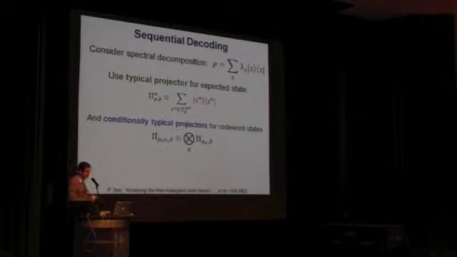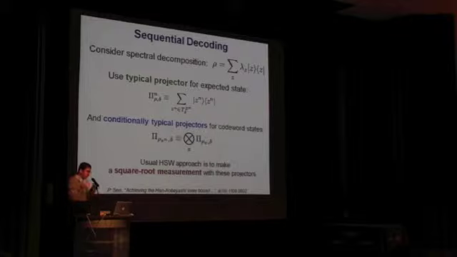Okay, and corresponding to these particular states, rho xn, which correspond to the classical code words that are transmitted through the channel, there are also conditionally typical projectors which are defined similarly and have similar properties. But the space onto which this projector projects is generally smaller than the space onto which this projector projects. Okay, and so the idea that Holevo, Schumacher, and Westmoreland had was to use these projectors to make a square root measurement, and this is fairly well known.